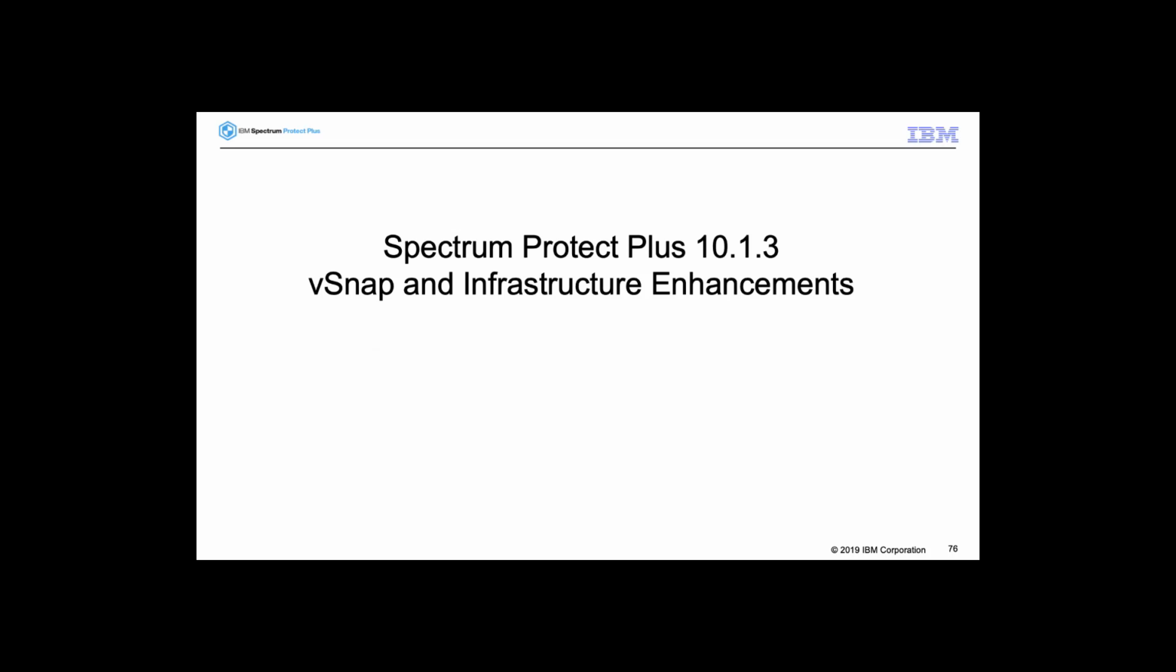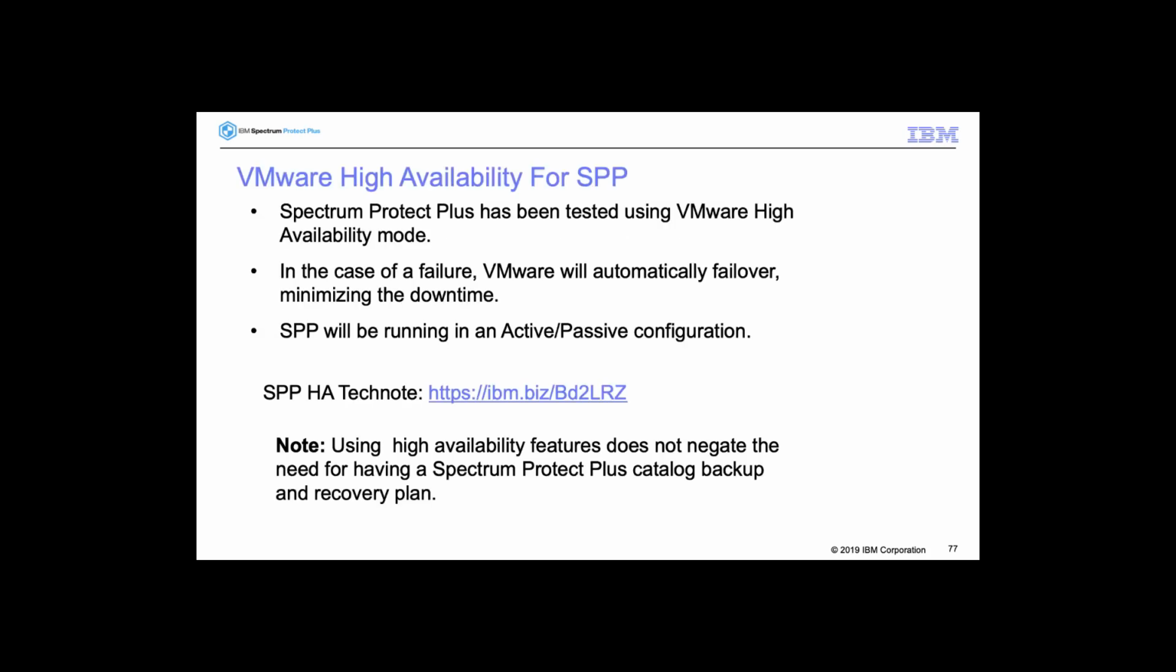Okay, moving on to 10.1.3 vSnap and infrastructure enhancements. We had a lot of requests. You could, in 10.1.2, of course, protect the Spectrum Protect Plus catalog. You can offload it to a separate vSnap. But a lot of the requests that we got were along the lines of, well, I don't want to have to rebuild my Spectrum Protect Plus server if I lose my primary site. And beginning in version 10.1.3, we now support using high availability for the Spectrum Protect Plus server.